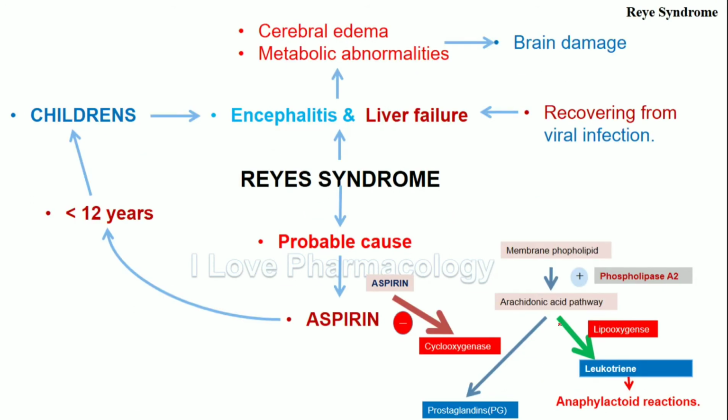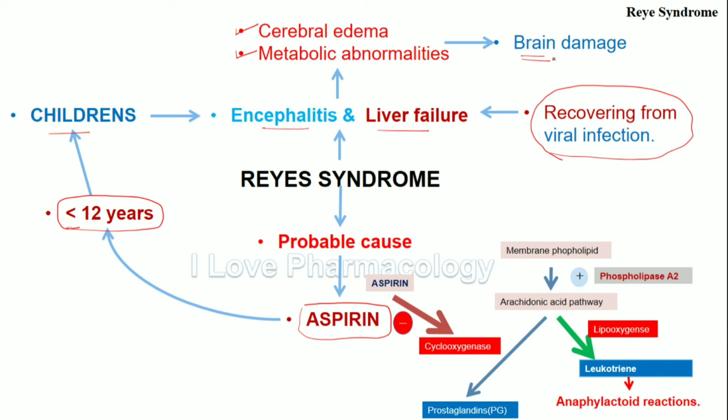So, coming to the summary, Reye syndrome is probably caused by aspirin, especially when given to children below 12 years of age who are recovering from a viral infection. In such cases, the children will be associated with encephalitis as well as liver failure, which will lead to cerebral edema and metabolic abnormalities, finally leading to brain damage.